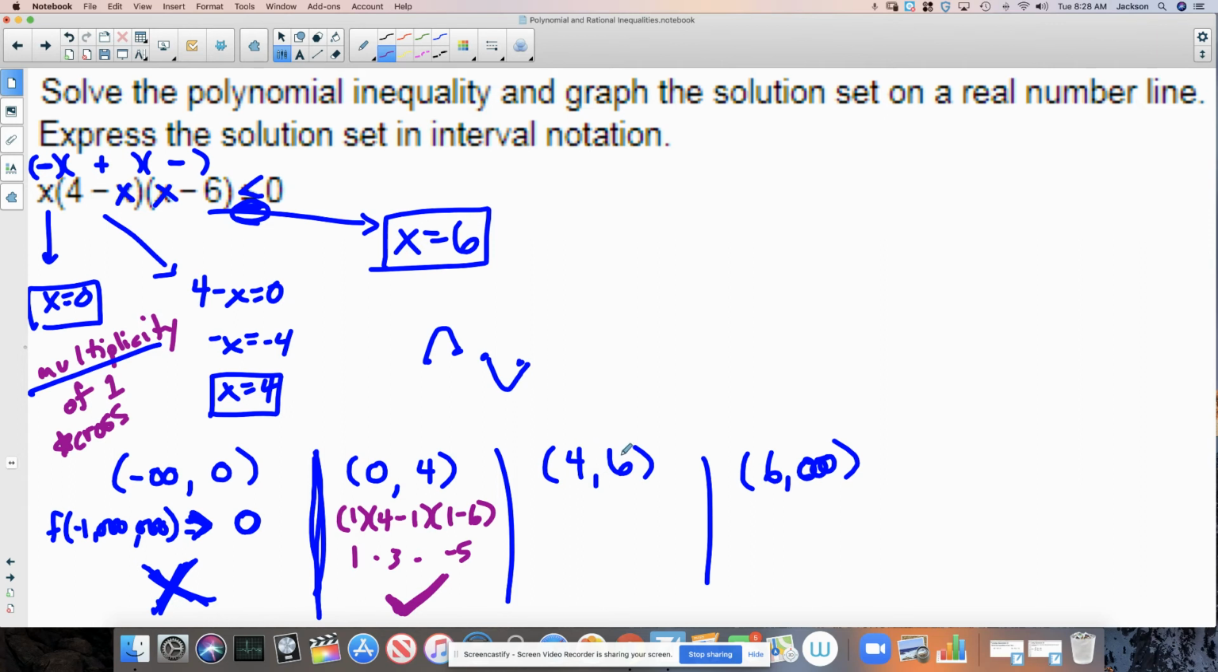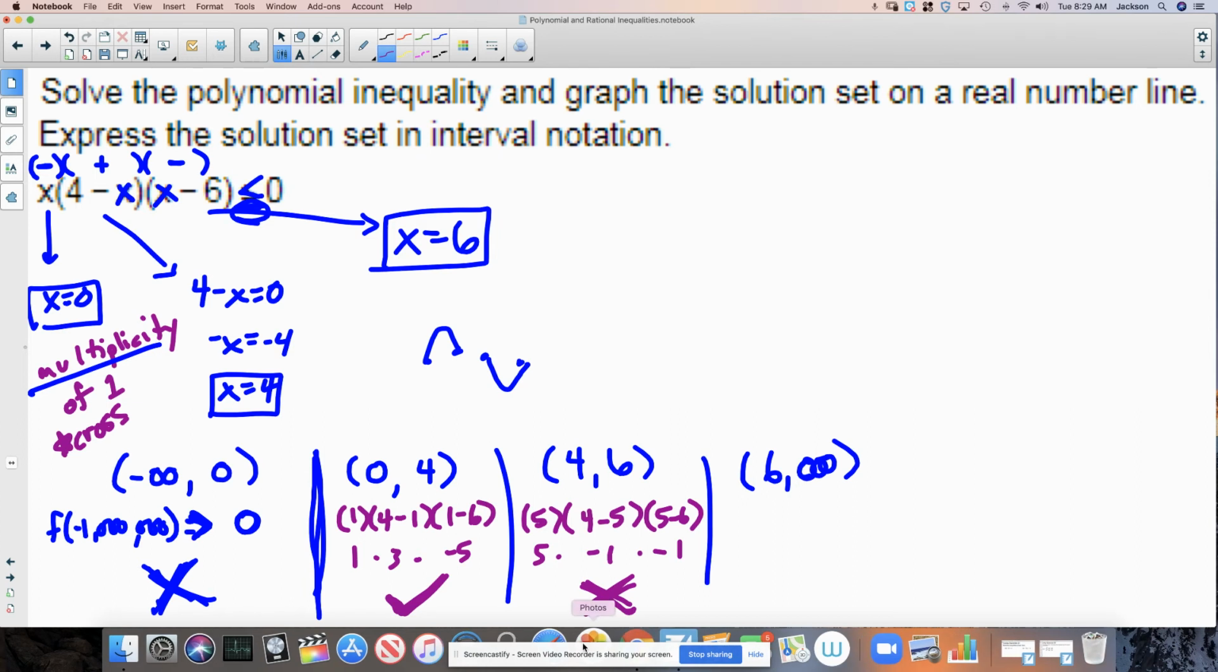Now let's choose a number between 4 and 6. Okay, what's a number between 4 and 6, right? 5. So if we put a 5 in here, and a 5 in here, what happens? We get 5 times -1 times -1. What's 5 times negative times a negative? That's positive, which is greater than 0, which is what I don't want, right?